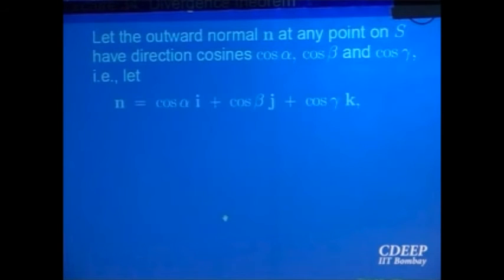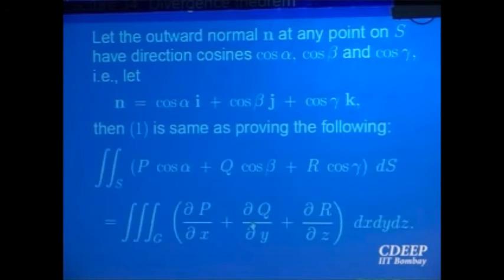So let us write the direction cosines for the normal: cos alpha, cos beta, cos gamma. What we want to prove, we will split up, like in two-variable Green's theorem, P dx we showed is equal to something, Q dy we showed is equal to something, and then we added the two equations. Same thing we do here. We write the direction cosines, so P cos alpha dS is equal to the right-hand side divergence. Here I got three terms.